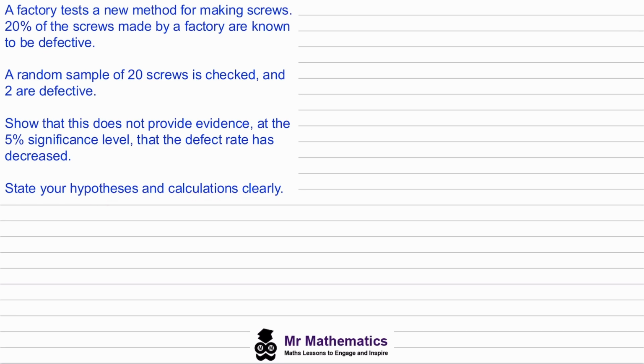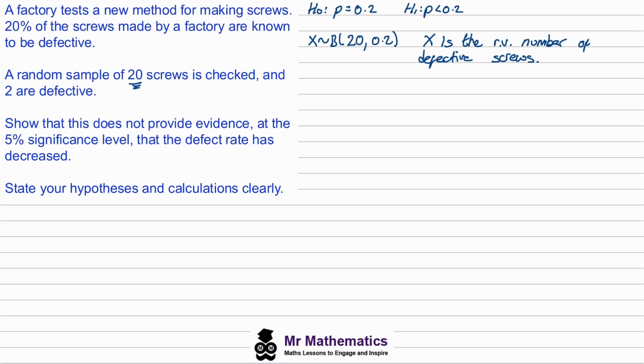So the first thing I'm going to do is state our hypotheses. Our null hypothesis, H0, is always going to be that the probability equals what we're told, and this is what we're testing, at the 20%. So p equals 0.2. Our alternate hypothesis is given in the question, and we're told that the defect rate has decreased, which means p is less than 0.2. And then we state our distribution, that X is distributed binomially with 20 trials and a probability of 0.2. And we need to define this random variable X. So I've said that X is the random variable, the number of defective screws.